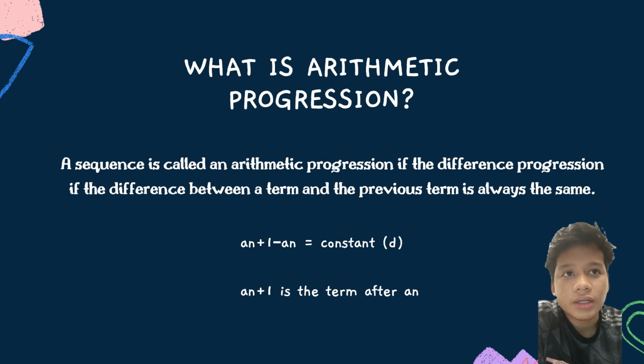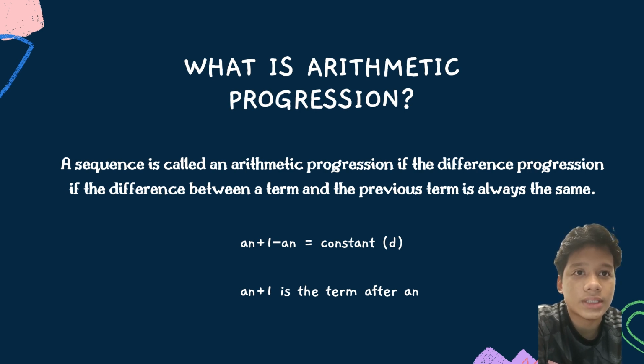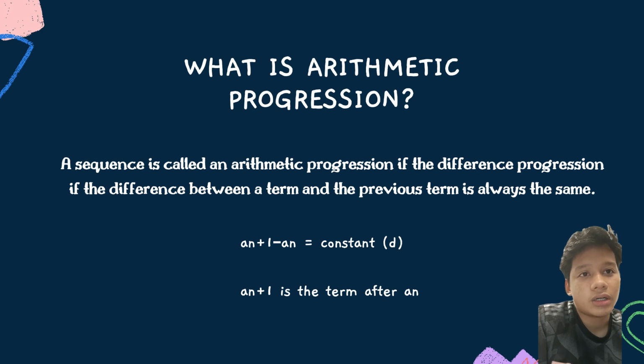So what is an arithmetic progression? A sequence is called an arithmetic progression if the difference between a term and the previous term is always the same. The formula is a_(n+1) minus a_n equals a constant, which we call d. So a_(n+1) is the term after a_n. So a_(n+1) is the second term in the sequence, and a_n is the first term in the sequence.